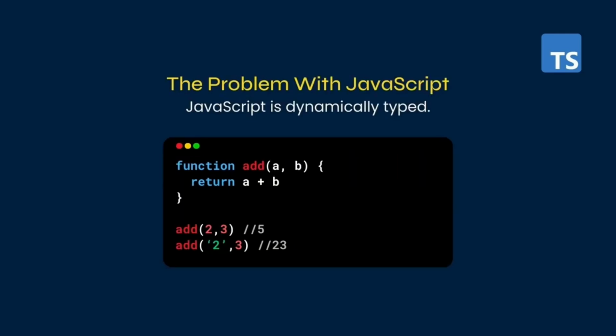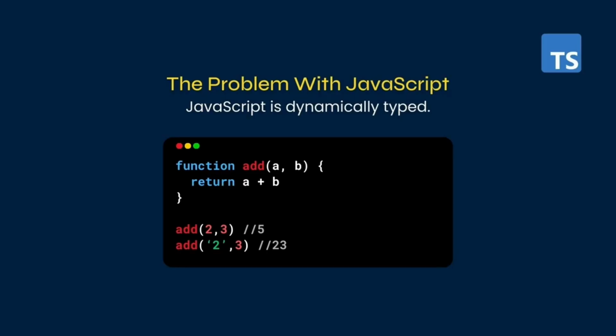JavaScript is dynamically typed. That means types are decided at runtime. Take this function for example. When I pass two integers, 2 and 3, to this function, it returns 5, which is also an integer. But when I pass an integer, that is 3, and a string, that is 2, it returns a string. JavaScript does not complain, but the second result can be a bug. In a large project, this can also be very dangerous.